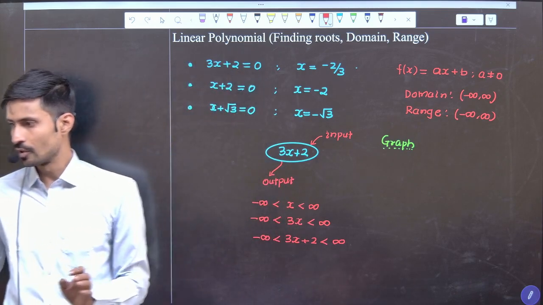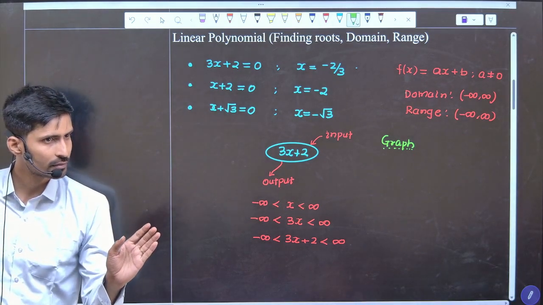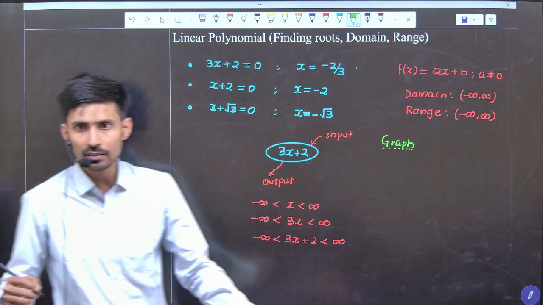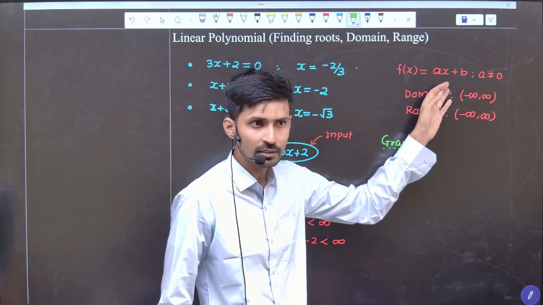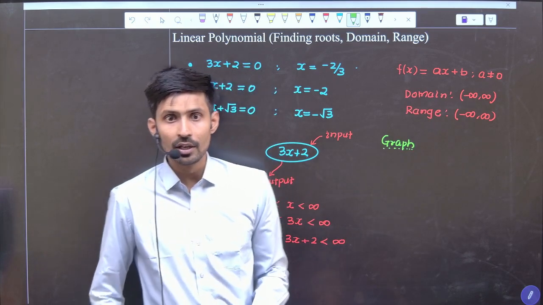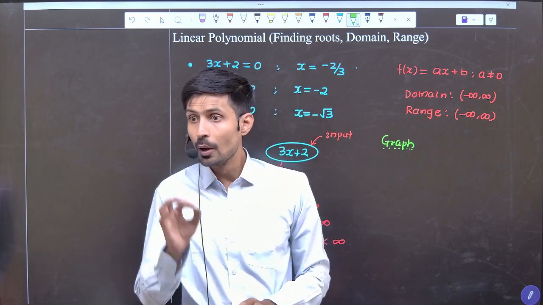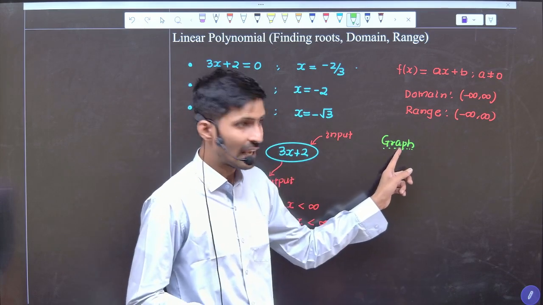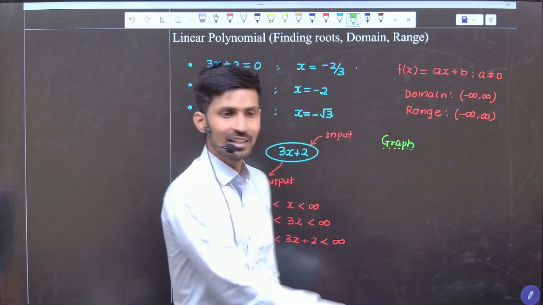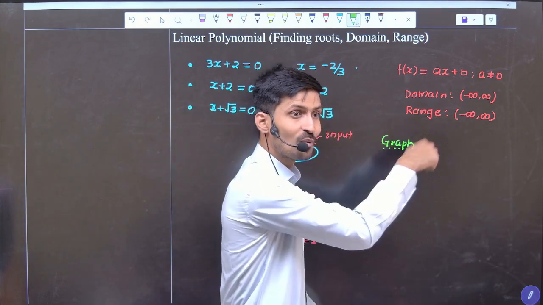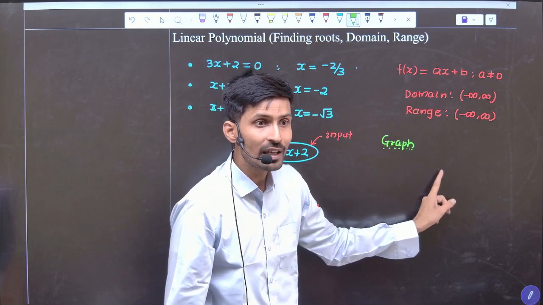Understood na? Okay, so graph. Now see this. When we write a polynomial or any expression, we write f of x is equal to that. But when we have to draw the graph and write that expression, we always write y is equal to something. Why? We draw the graph on the x-axis and y-axis, so y should be present. In place of f(x), I will write y is equal to ax plus b.